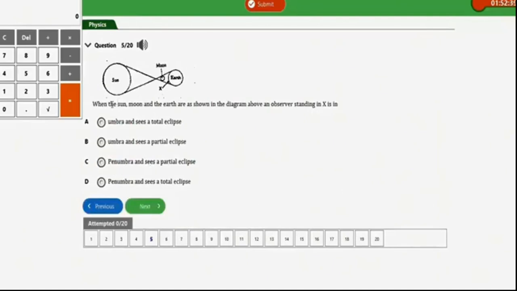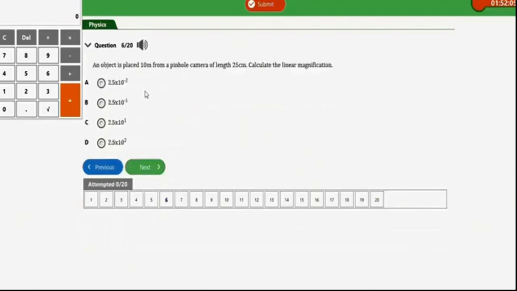The next one says when the sun, moon, and the earth are shown in the diagram above, an observer standing in X is in umbra and sees a total eclipse. No. Umbra and sees a partial eclipse. No. Penumbra and sees a partial eclipse. Correct. So the correct option in this question is option C, penumbra and sees a partial eclipse. That's it for this question. Let's go to the next one.